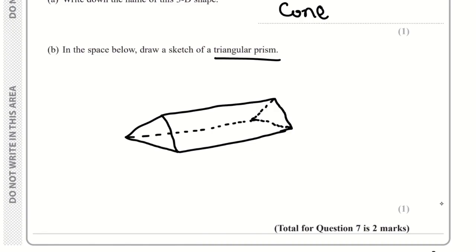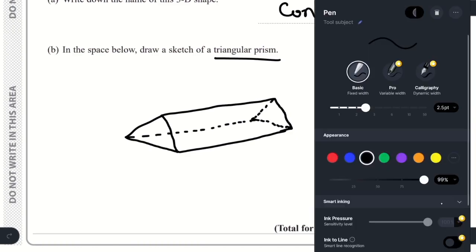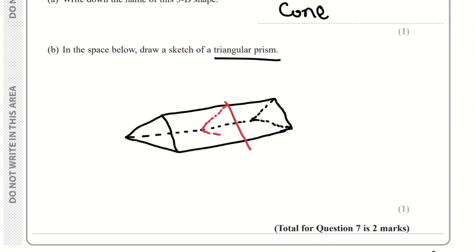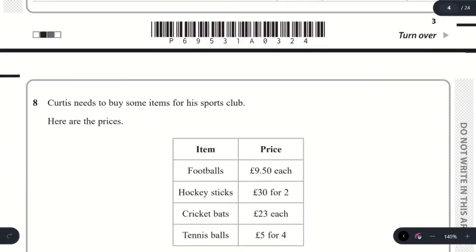Notice I said a prism is a shape that has the same cross section. So even when you cut it from this side, if you decide to cut it from this side, you're still going to have a triangle here, as you can see. Yeah, you're still going to have a triangle if you decide to cut it through that point. Yeah, let's go to number 8.